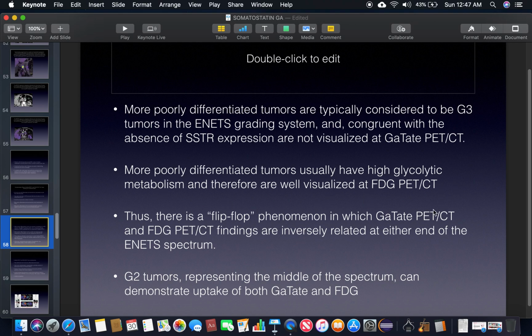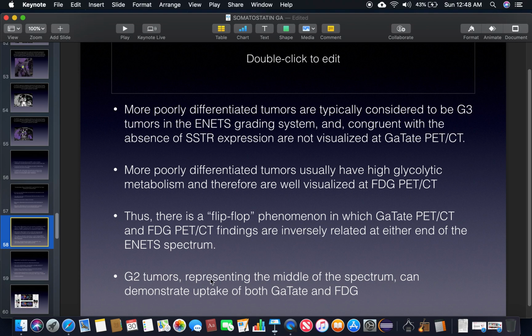They may be well visualized on FDG PET. So remember this: poorly differentiated tumors, FDG PET; well differentiated tumors, gallium Tate PET. We call it a flip. So there may be a flip-flop phenomenon in which the gallium Tate PET CT and FDG PET images are inversely related to each other.